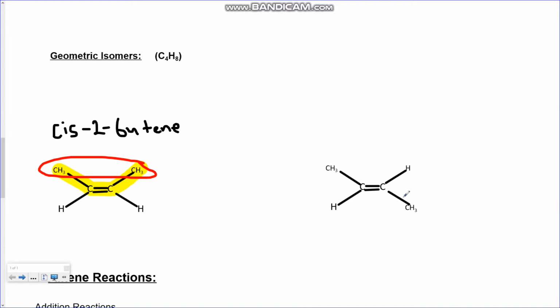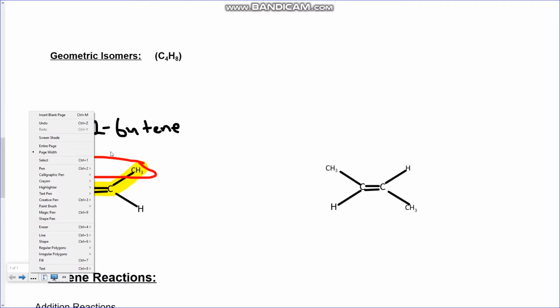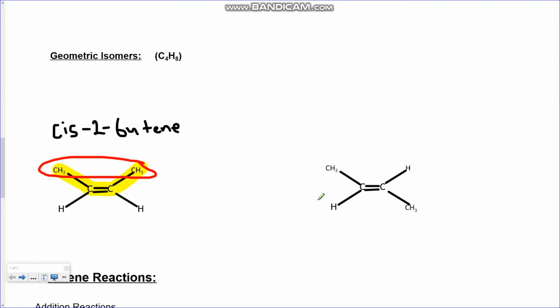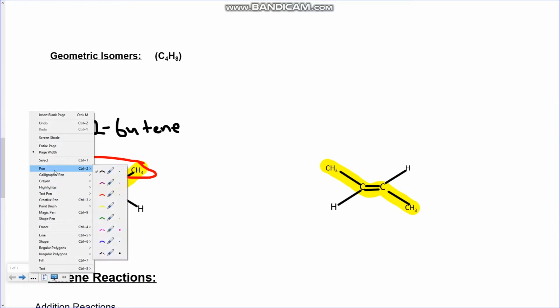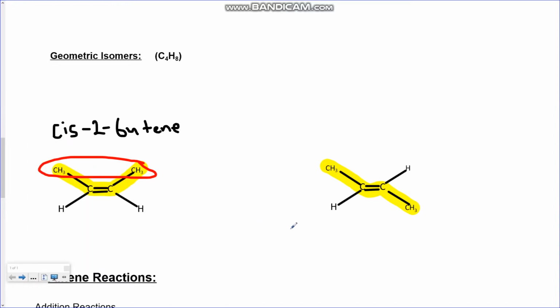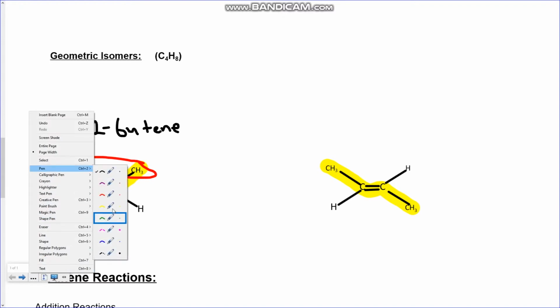Now, here's another example, but this is with trans. So here's a trans configuration. Here, let's highlight our parent chain. It's right over here. Remember these hydrogens once again. Sorry, this is a CH actually. Yeah, CH. But now if you look here, remember these were on the same side.